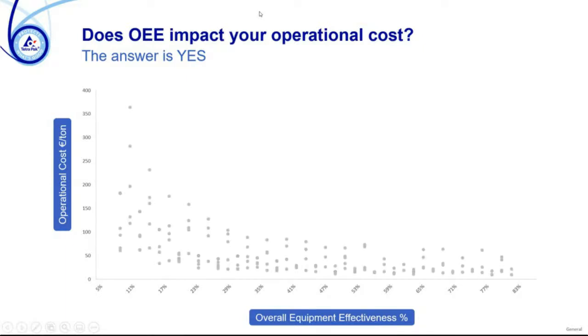The data we have collected from the projects that we have performed in different places of the world are collected in our database. And the data points that you see on the chart here are coming from real projects. They are coming from the database. So as it looks, the higher the OEE, the lower the operational cost.